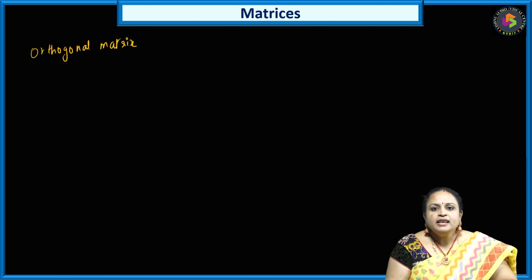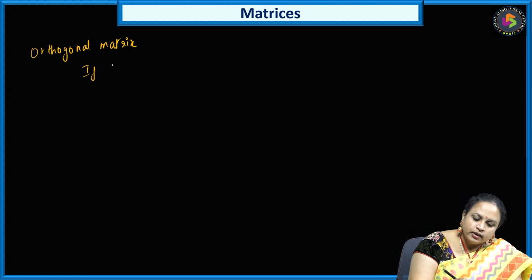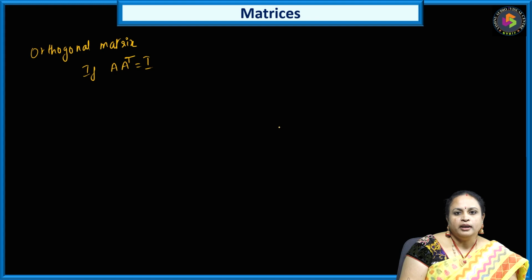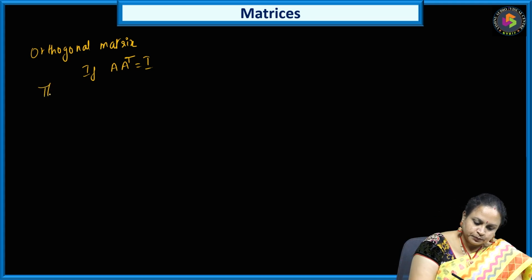Orthogonal matrix. When do we say a matrix is an orthogonal matrix? We say that a matrix is an orthogonal matrix if A into A transpose equal to I. If A into A transpose equal to I, then we call such a matrix an orthogonal matrix. And let us see one theorem.